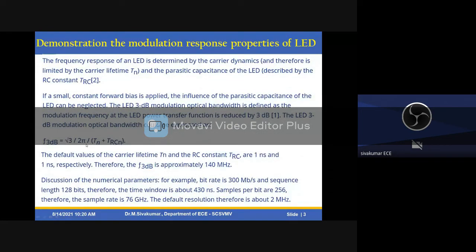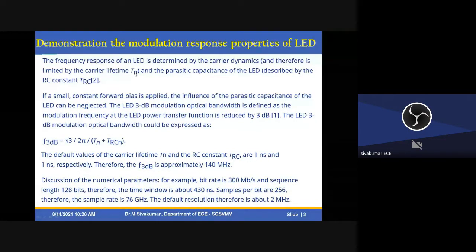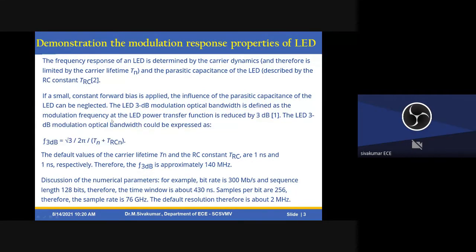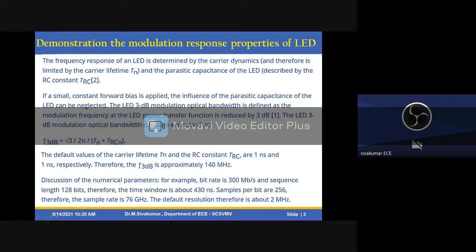Here, the frequency response of an LED is determined by carrier dynamics, and therefore it is limited by carrier lifetime. There is a formula for carrier lifetime Tn and the parasitic capacitance of the LED. This is the formula for the 3 dB frequency: root 3 divided by 2 pi times the sum of the parasitic RC constant with the carrier lifetime Tn. If a small constant forward bias is applied, the influence of the parasitic capacitance of the LED can be neglected. The LED 3 dB modulation optical bandwidth is defined as the modulation frequency at which the LED power transfer function is reduced by 3 dB.